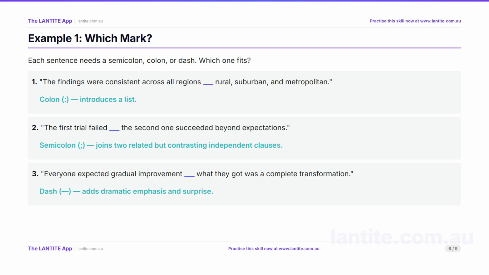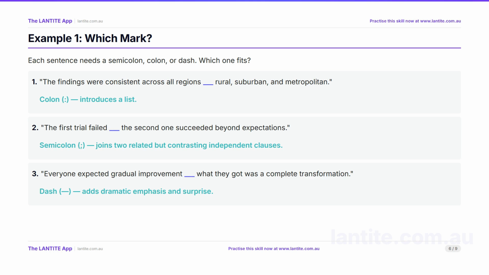Let us practice choosing the right mark. Sentence 1. The findings were consistent across all regions: rural, suburban, and metropolitan. A list follows, so use a colon. Sentence 2. The first trial failed; the second one succeeded beyond expectations. 2 independent clauses that contrast with each other. Use a semicolon. Sentence 3. Everyone expected gradual improvement — what they got was a complete transformation. There is a surprise, a dramatic contrast. Use a dash for that emphasis.